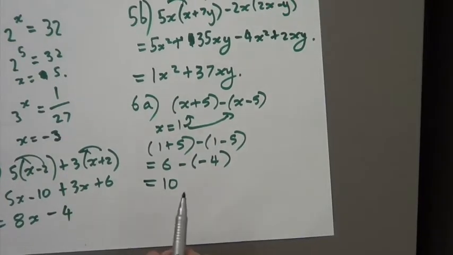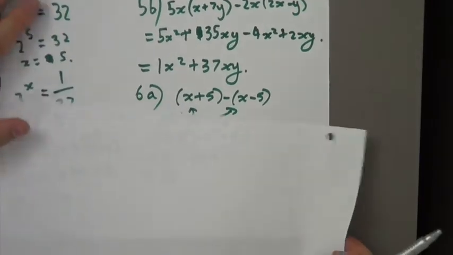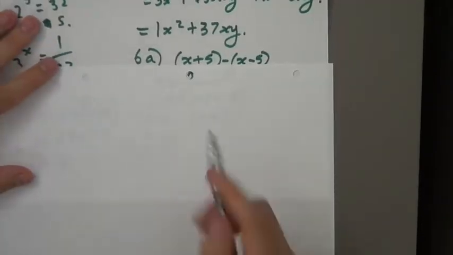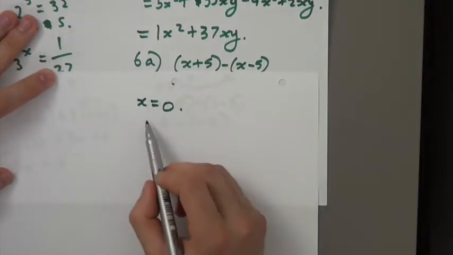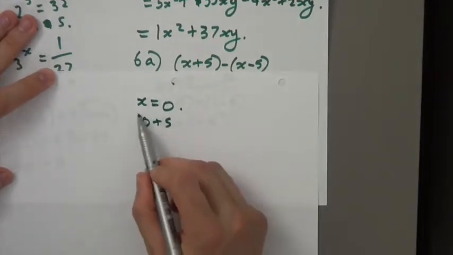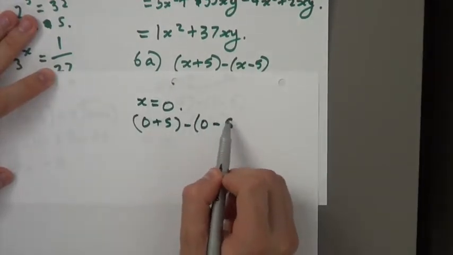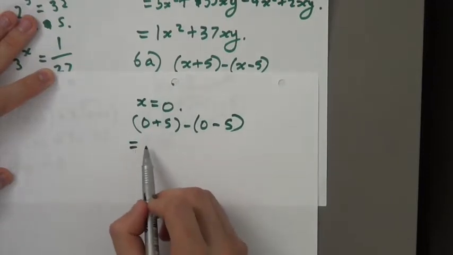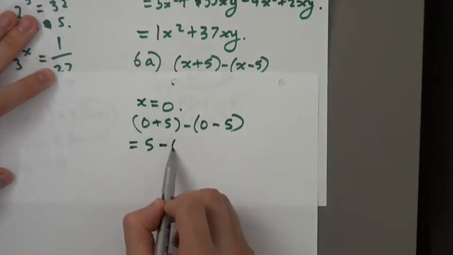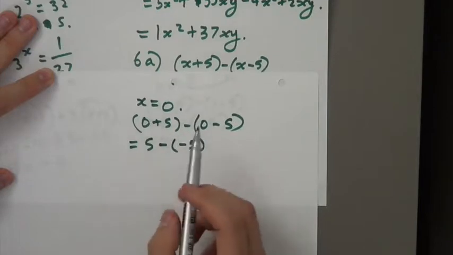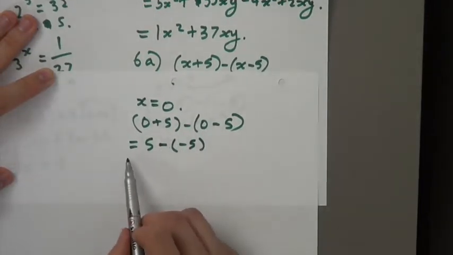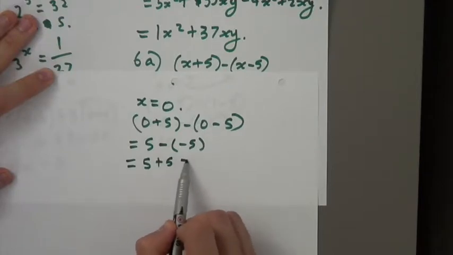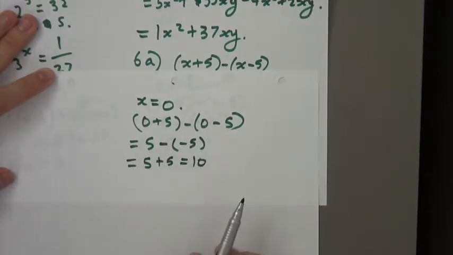Right, next one. I think I've got space, but I'm just going to write it here. So next one, I have to do it when x is equal to 0. So it's going to be 0 plus 5 minus 0 minus 5. It's going to equal 5 minus 5. Again, minus 1 gives me positive 5. So it's 5 plus 5 is 10.